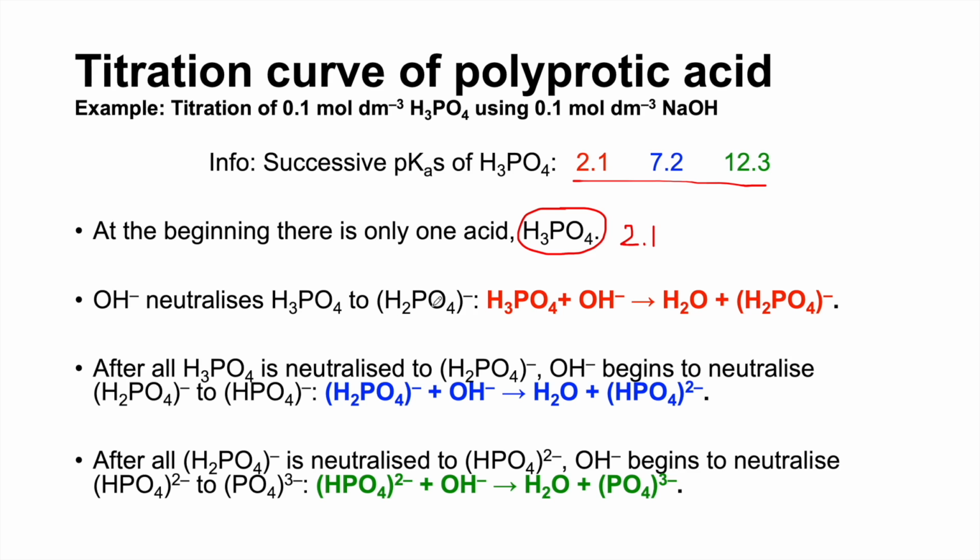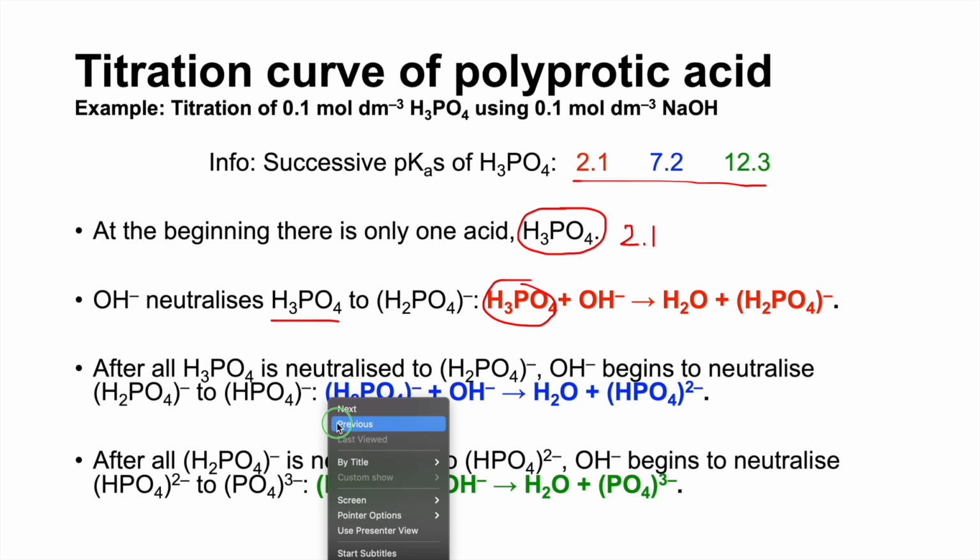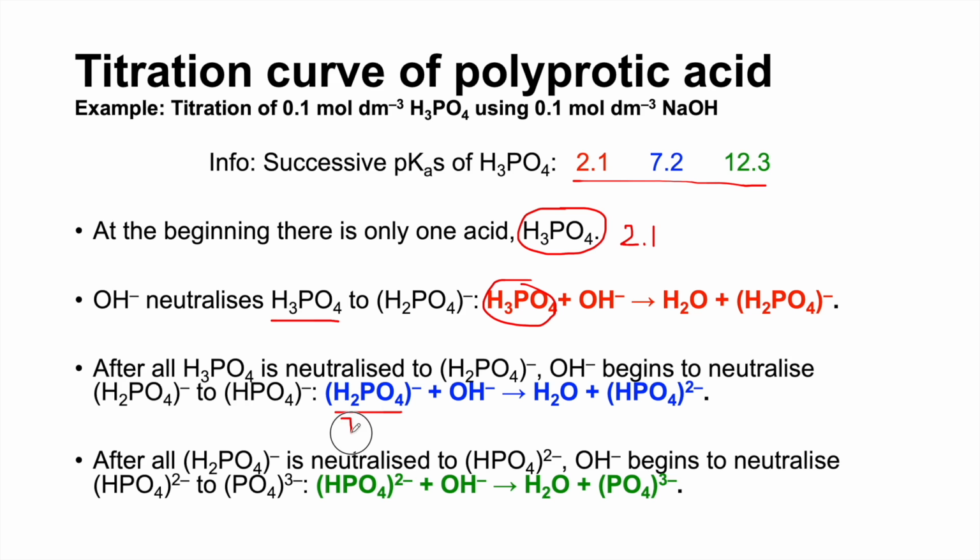So all of the OH minus will neutralize all the H3PO4 to H2PO4 minus in this step over here. And then after all of the H3PO4 is gone, it will start to neutralize this group with a pKa of 7.2. And then after all of that is gone, we will start to neutralize this one with a pKa of 12.3. And let's go to sketching the graph.